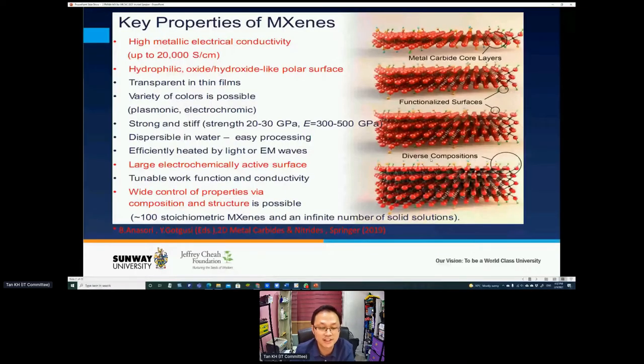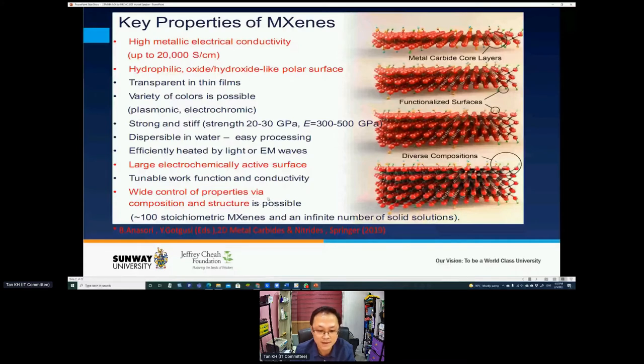So this is a summary of the key properties of the MXene. It's a very good material because it has a very high metallic electrical conductivity. And another thing that I wish to highlight, because there are quite a lot of good properties of this material, it really can give us very wide control to control the properties of the MXene by varying the composition and the structure, because of the available choices that you can use to produce a MXene.